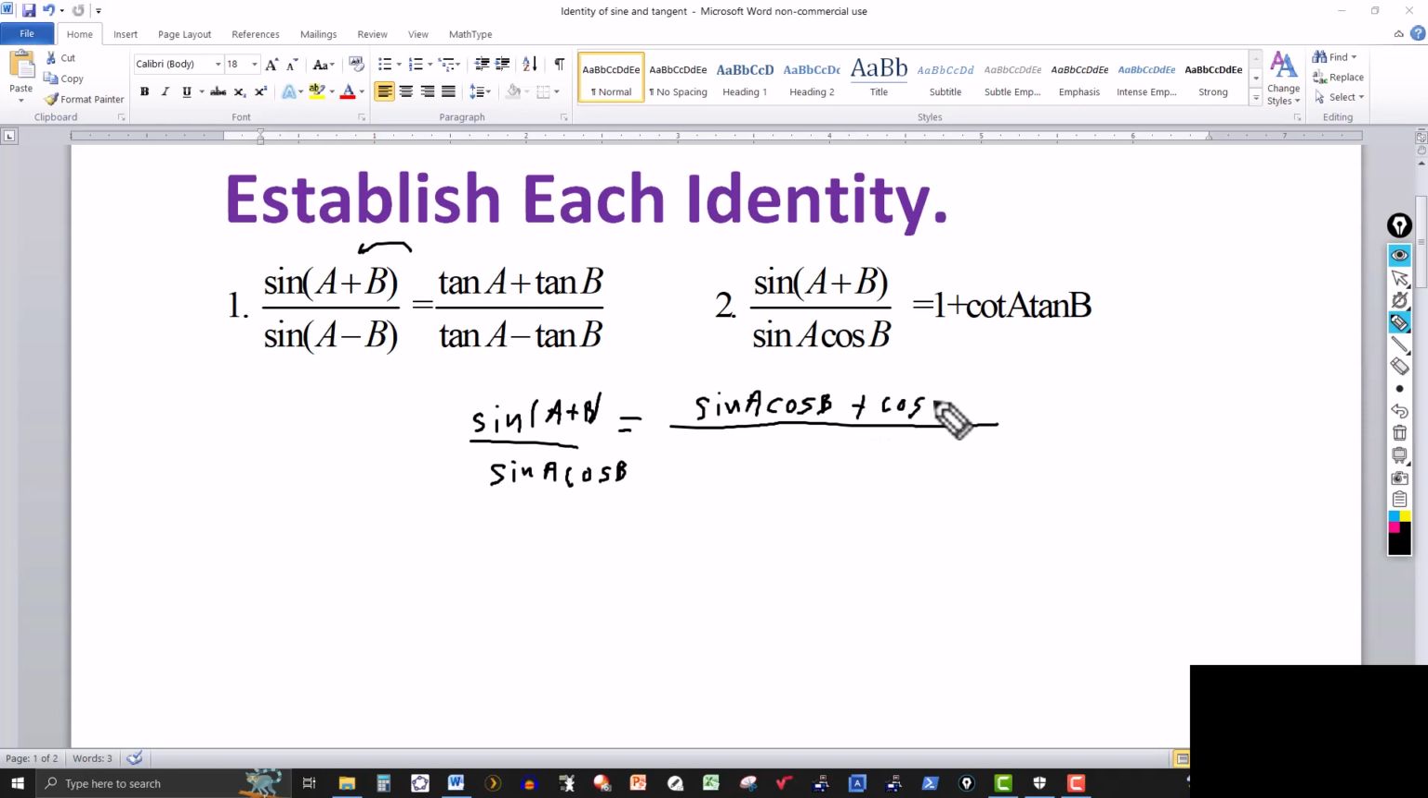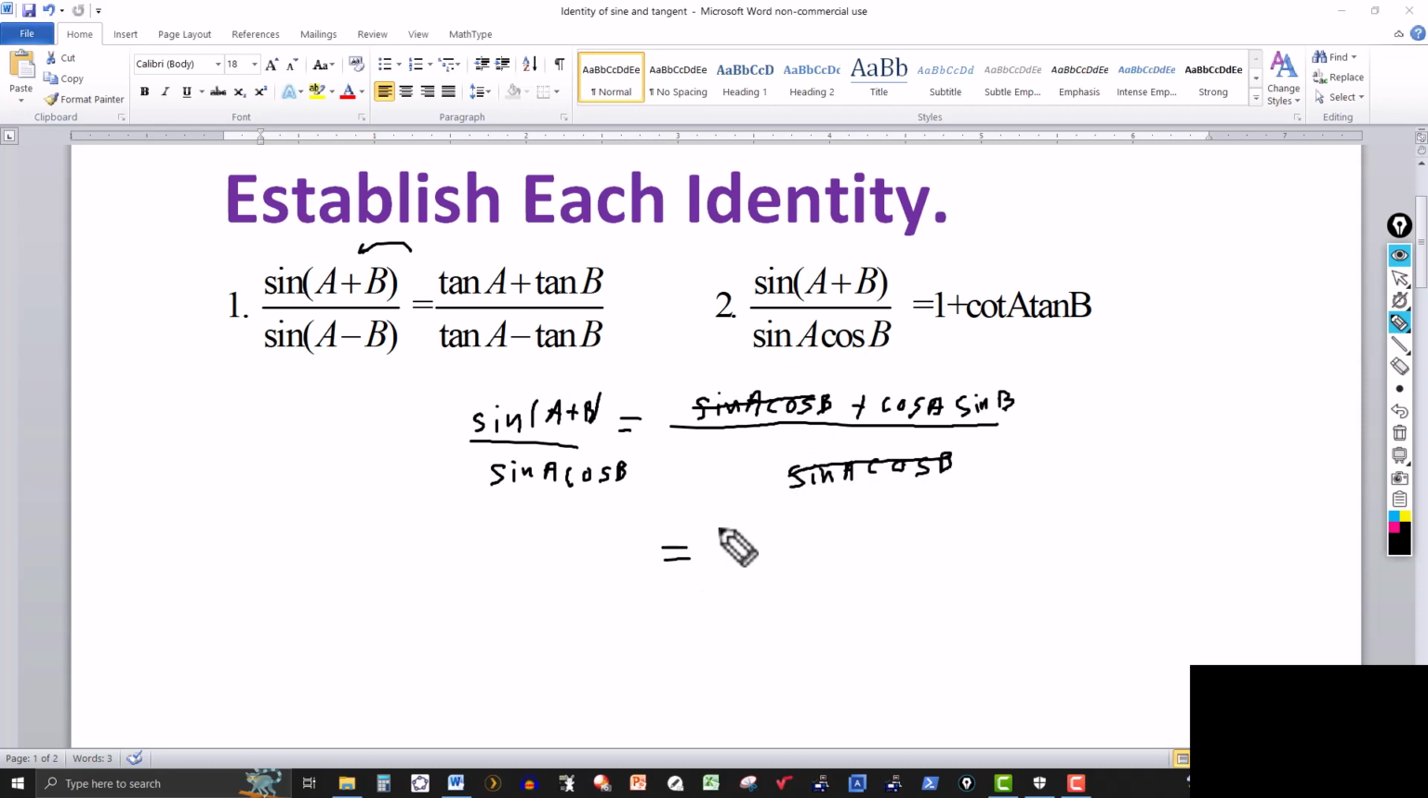cosine of A and the cosine of B. I should say the sine. So I got sine of A, cosine of B plus cosine of A, sine of B, and that's all over sine of A, cosine of B. And I can divide through here. But this is going to divide this out here. Sine A, cosine B, that's to give me a 1.